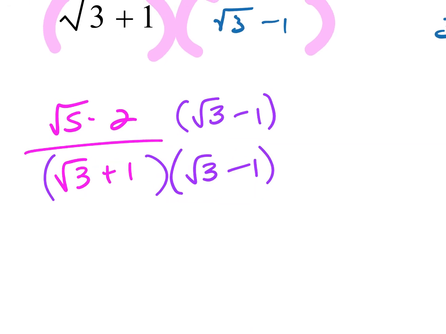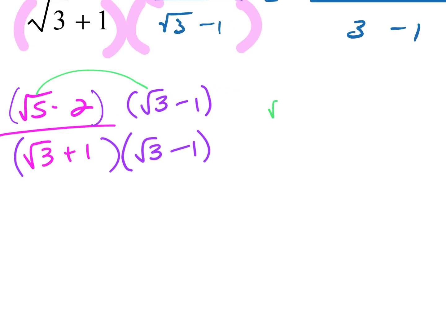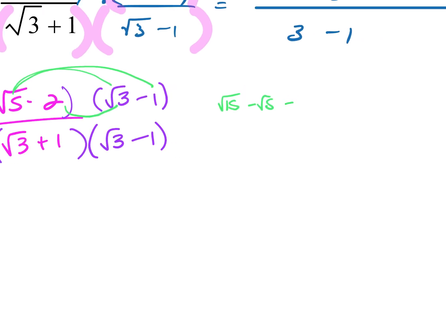Now, if it was just a single term in the numerator, I'd distribute. But this is a binomial and a binomial, which means I have to FOIL the numerator. First, root 5 times root 3, which is root 15. Outer, root 5 times negative 1 is negative root 5. Inner, negative 2 times root 3, which is minus 2 root 3. And last, negative 2 times negative 1, which is a positive 2.